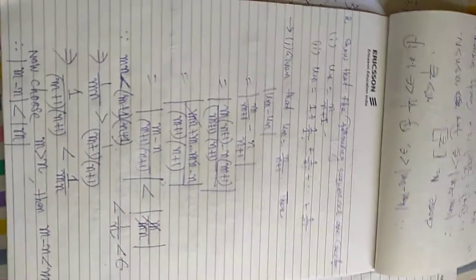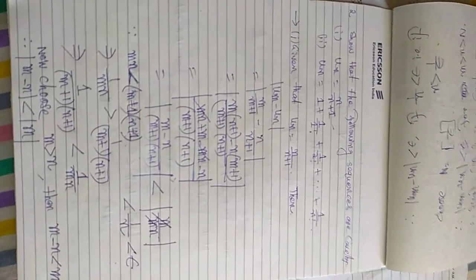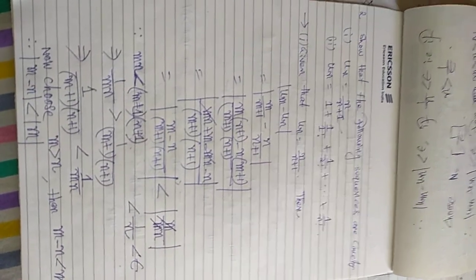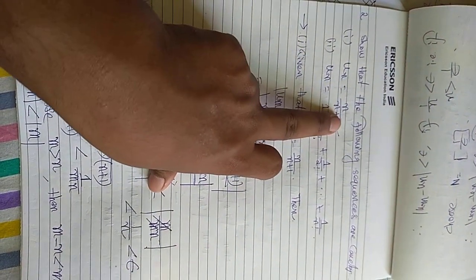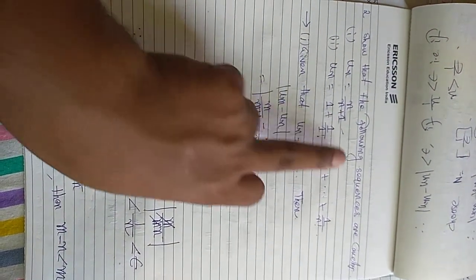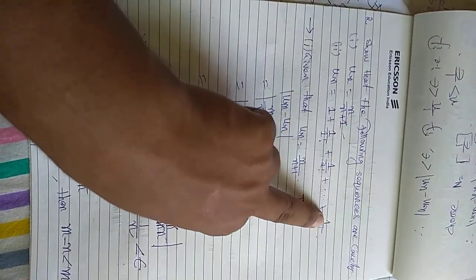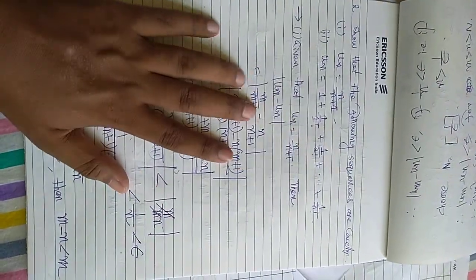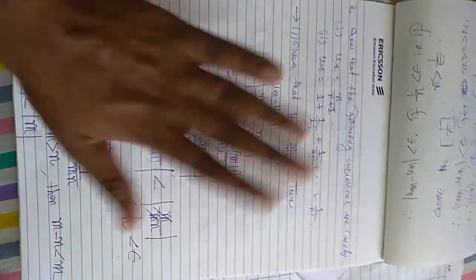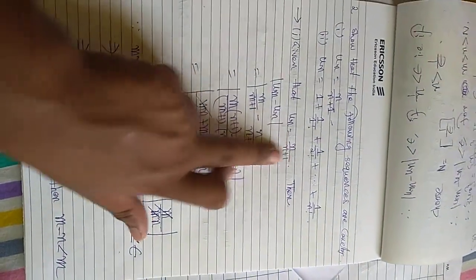Now the next example is this. A few examples of Cauchy sequences. Show that the following sequences are Cauchy: Un equal to n by n plus 1, and Un equal to 1 plus 1 by 1 factorial, 1 by 2 factorial, dot dot dot, 1 by n factorial. We have to show these sequences are Cauchy. First let us come to the first one, Un equal to n by n plus 1.